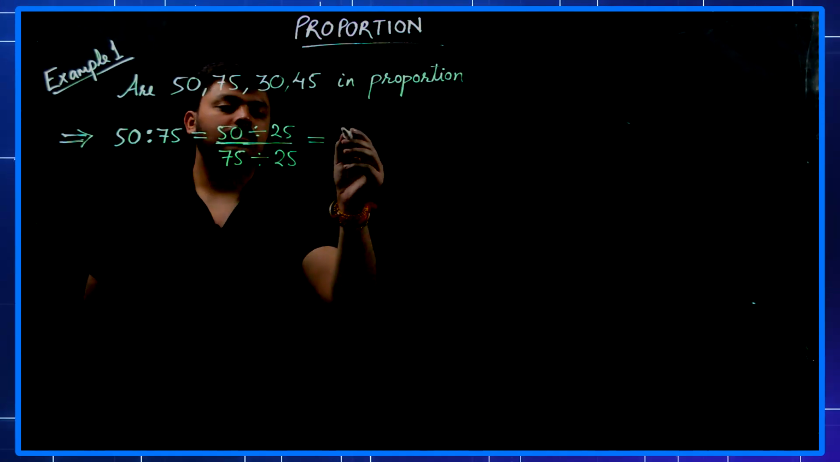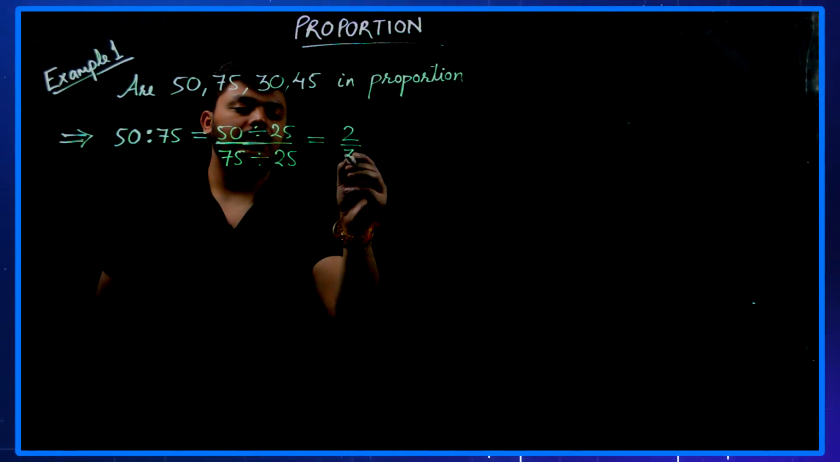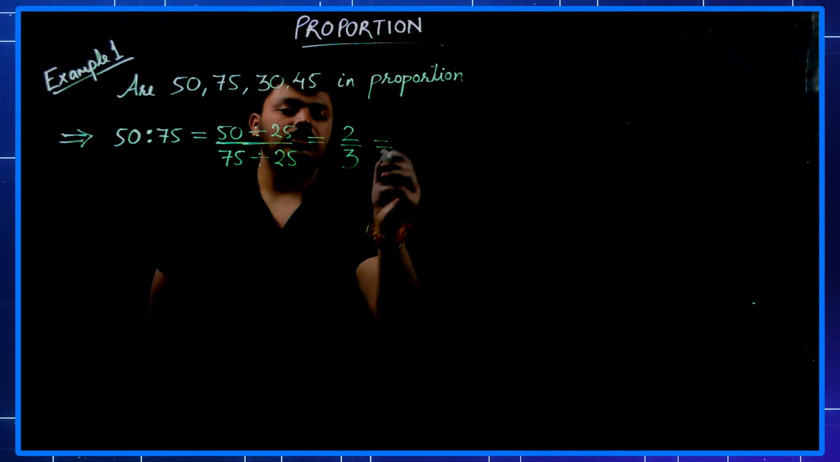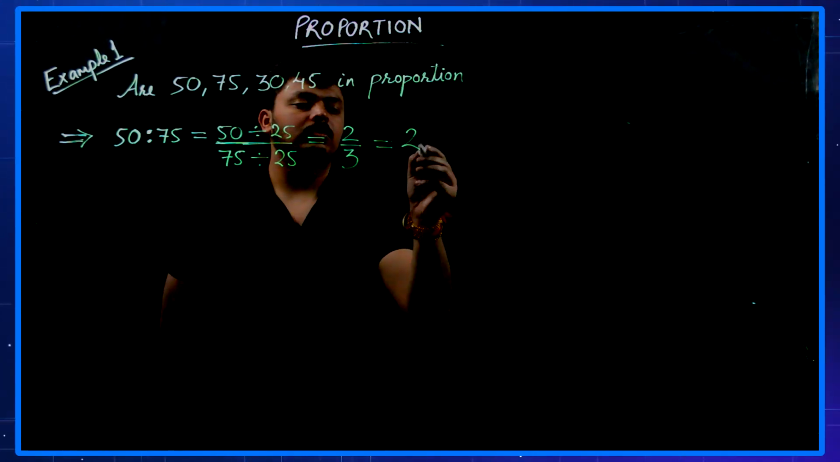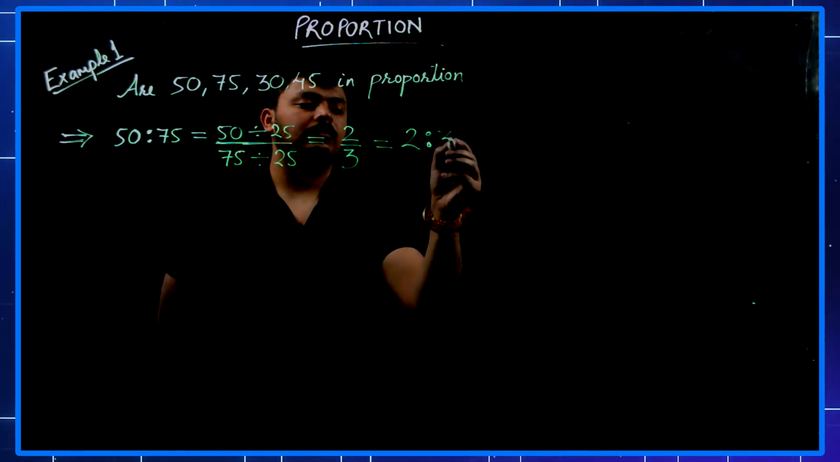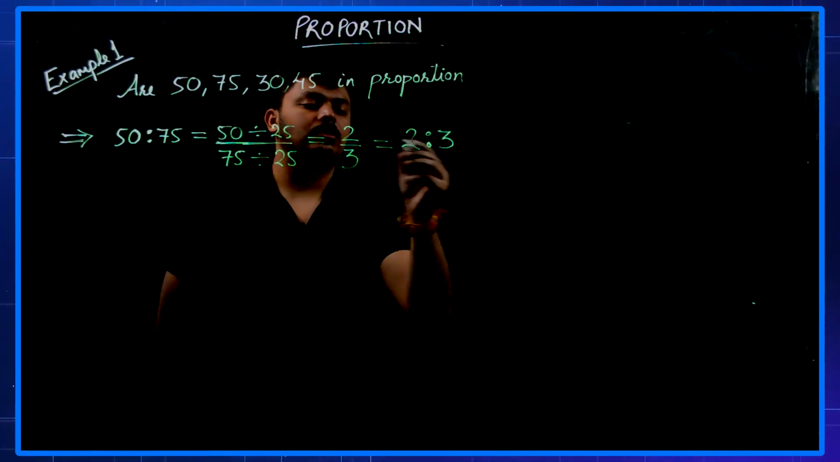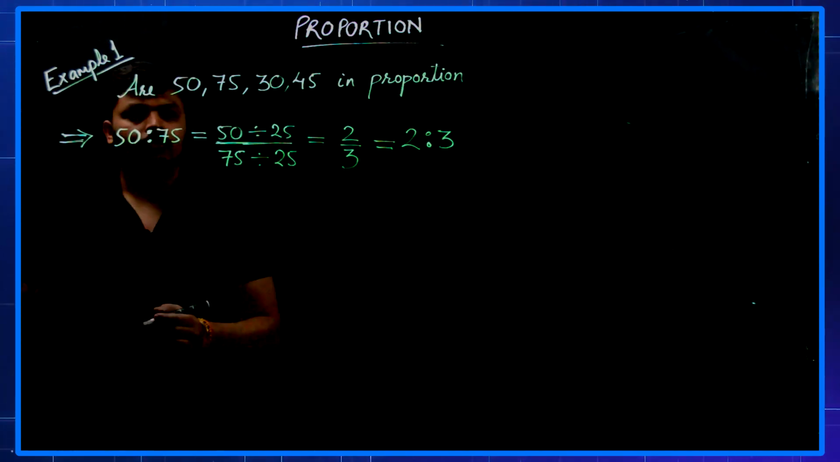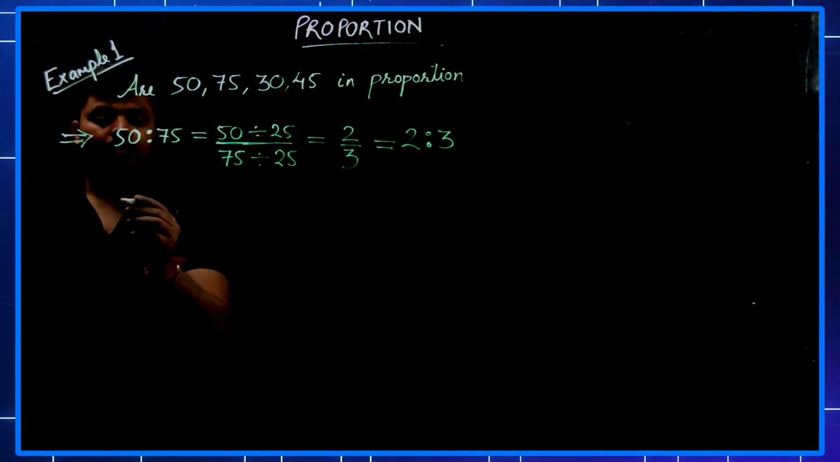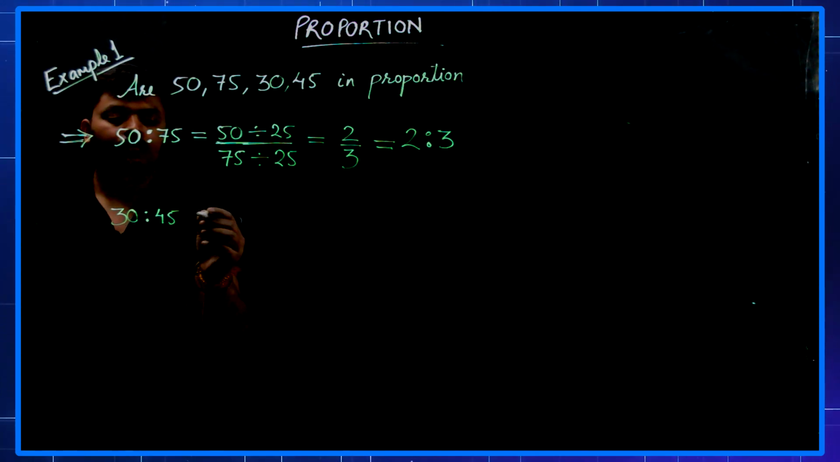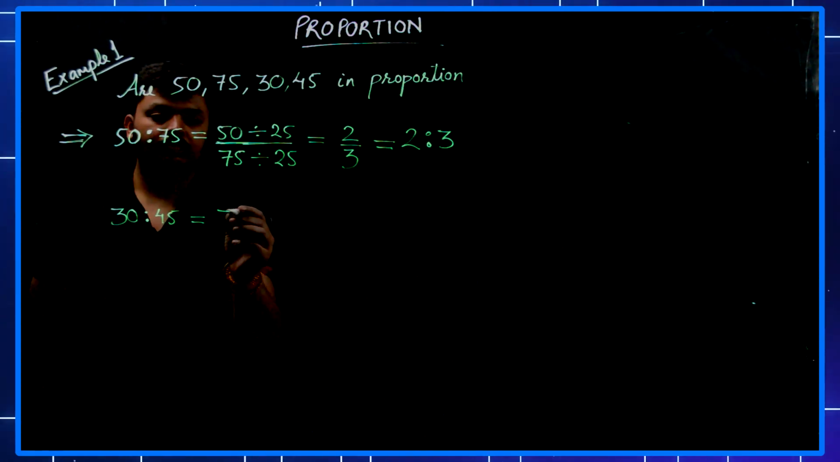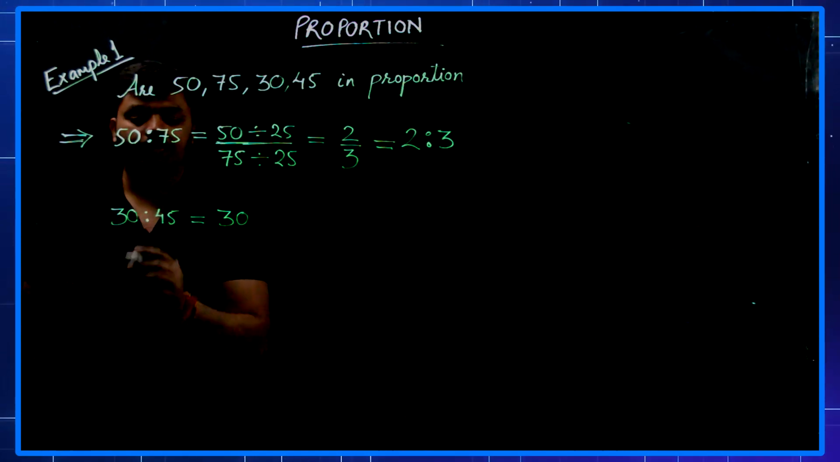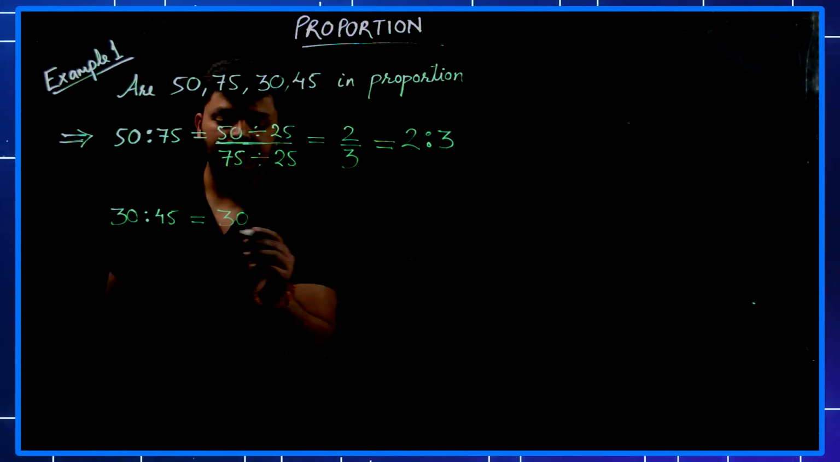So we get 2/3. So our proportion becomes 2:3. So our ratio is 2:3 when we take 50:75. Now when we take the other next two numbers in ratio, that is 30:45, then we divide the numerator and denominator with the highest number that can divide the two.